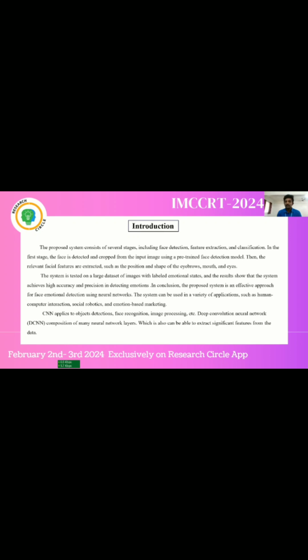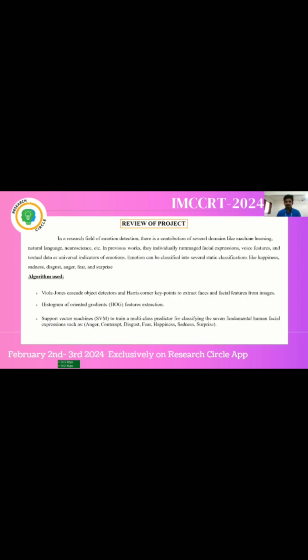CNN applies to object detection, face recognition, image processing, etc. A deep convolutional neural network, DCNN, is composed of many neural network layers, which can extract significant features from our data. This proposed system consists of several stages, including face detection, feature extraction, and classification. In the first stage, the face is detected and cropped from the input image using a pre-trained face model. Features are then extracted, such as the position and shape of the eyebrows, mouth, and ears.